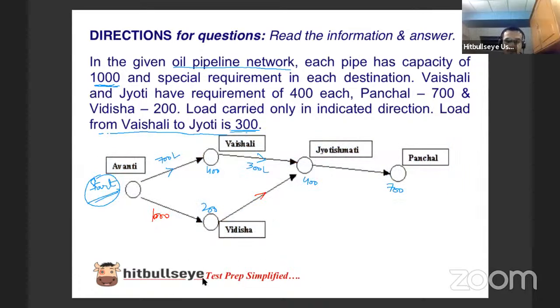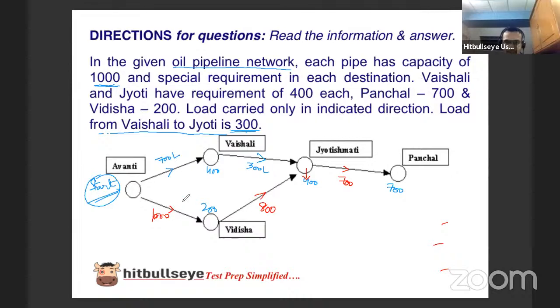Okay. So remaining is 800, which will go towards Jyotismati. And from here 300 is coming, Jyotismati's requirement is 400, so 800 minus 400 is 400, plus 300, going ahead here finally 700, and Panchal's requirement is also 700, which is going to be met by this pipe. So 1000 is definitely the right answer. Yes, from Avanti to Vidisha it will be 1000.